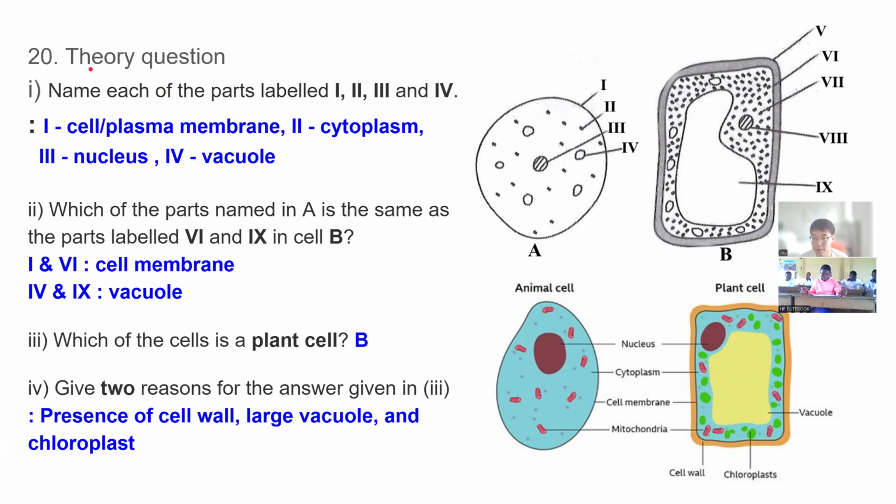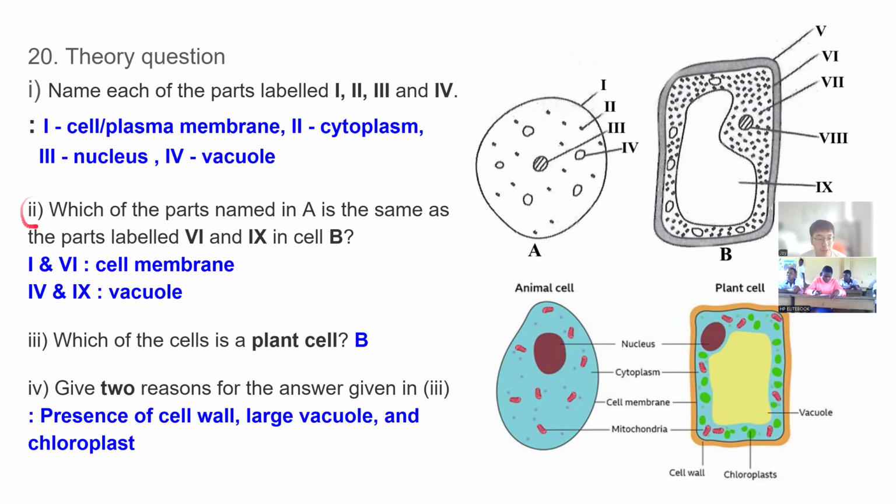Let's look at this theory question. It says to name each of the parts labeled 1, 2, 3, and 4. So 1, it's over here. That looks like the cell membrane. 2 is pointing to the cytoplasm, which again is the liquid inside the cell. 3, this is the nucleus. And 4, this is the vacuole.